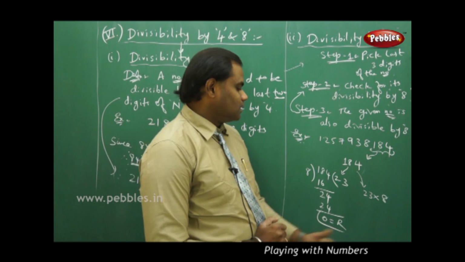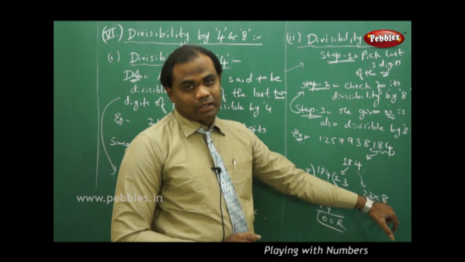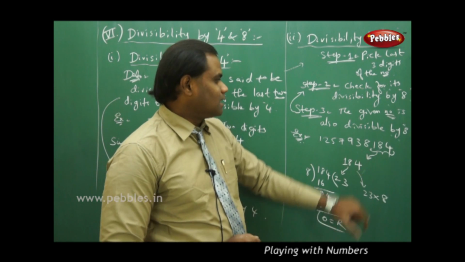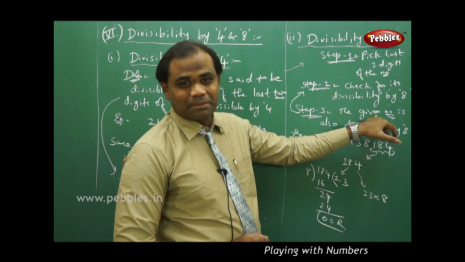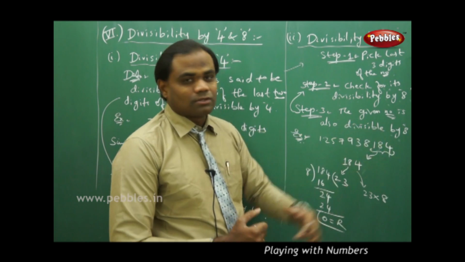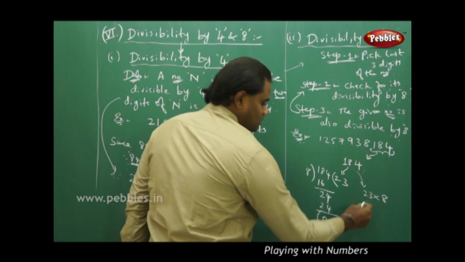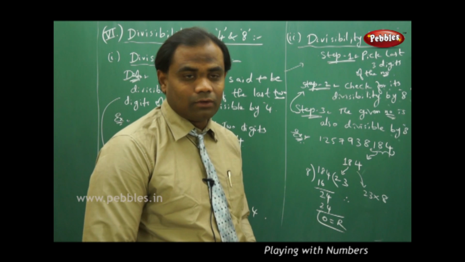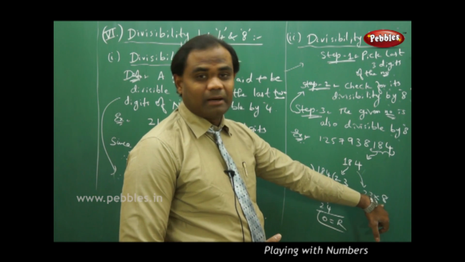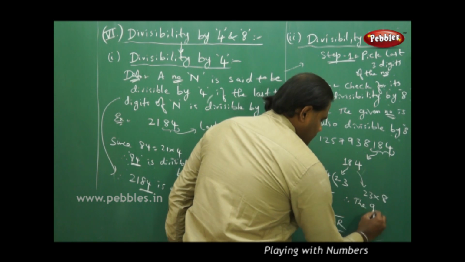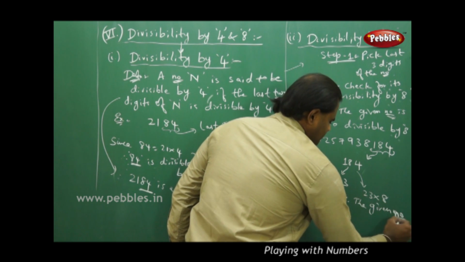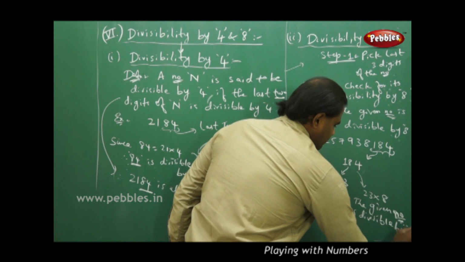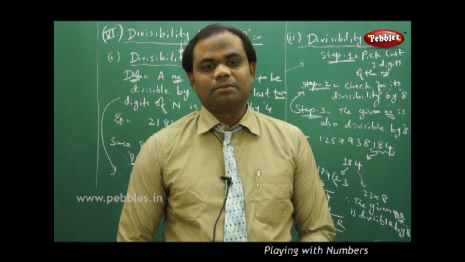So because of the factor form, this number is clearly divisible by 8, and hence my step 3 says that for the given number to be divisible by 8, the condition is that the last 3 digits must be divisible by 8. Therefore by step 3 I can conclude that the given number is also divisible by 8. Since the last 3 digits are clearly divisible by 8, by the divisibility by 8 rule the given number is divisible by 8. That is how I understand the divisibility by 8 rule.